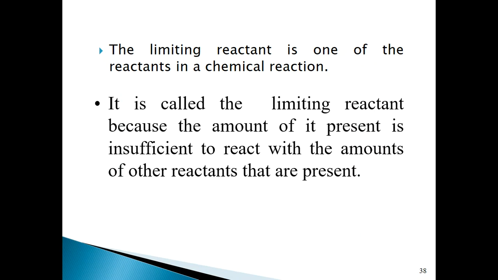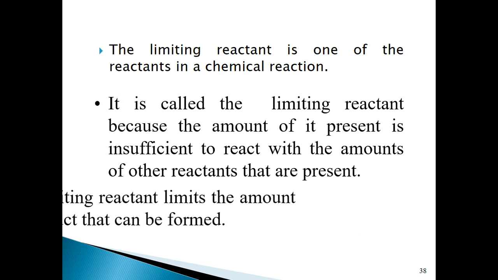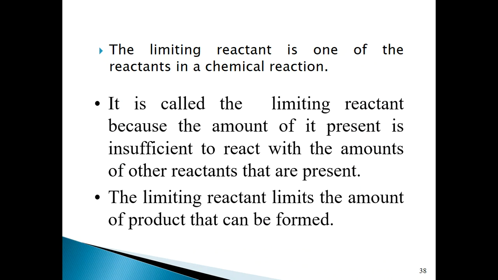So you might have one reactant or two reactants that may be more than necessary based on the calculations compared to the other reactant. So we have to make a distinction between what is known as the limiting reactant, which is the reactant which determines how much product would be obtained, and the excess reactants, which would be basically all the other reactants. Now, they say here that it is called a limiting reactant because the amount of it is insufficient to react with the amounts of all the other reactants that are present, right? And as I said before, the limiting reactant limits the amount of product that can be formed.